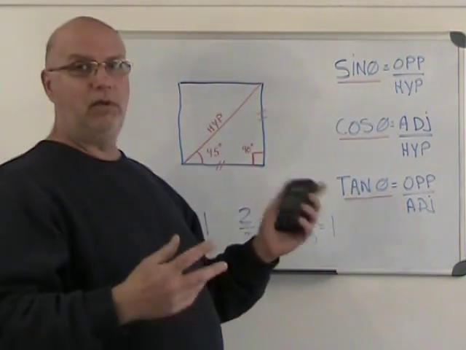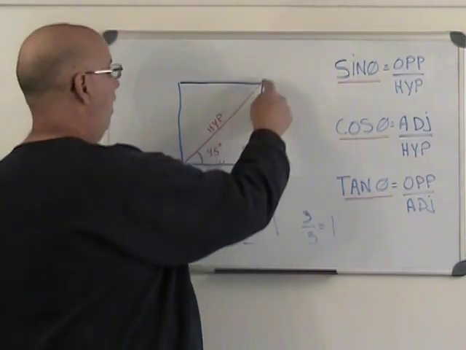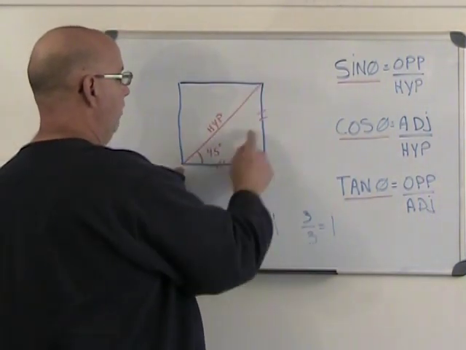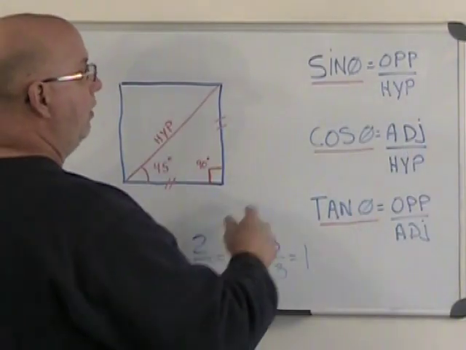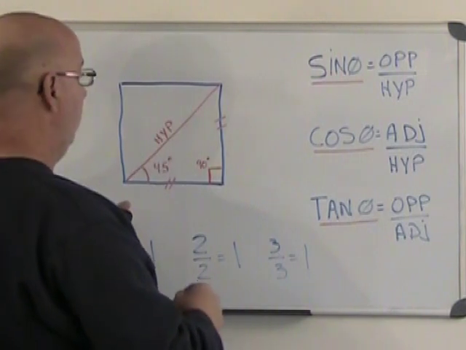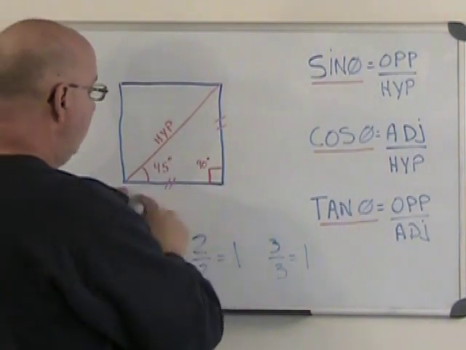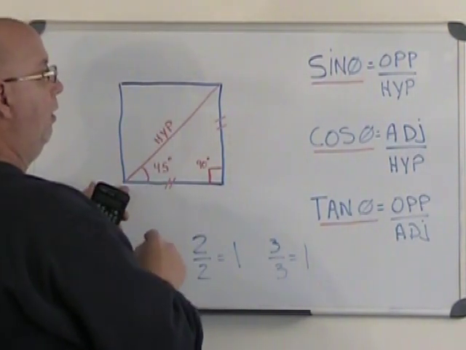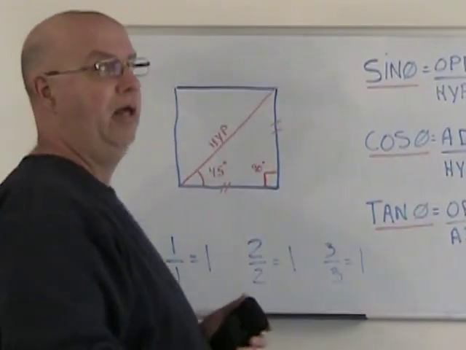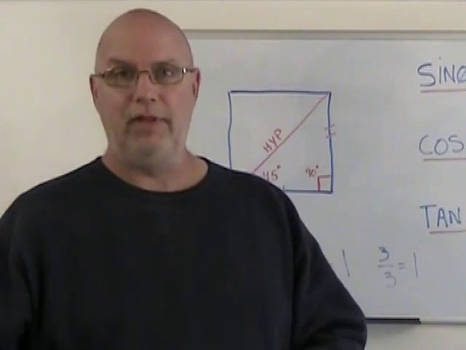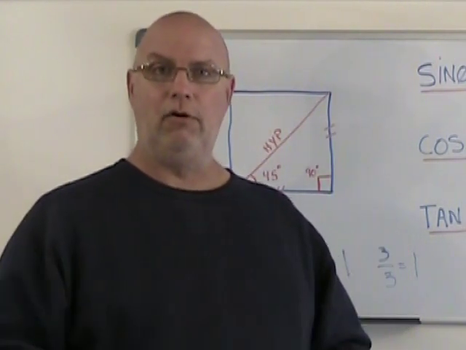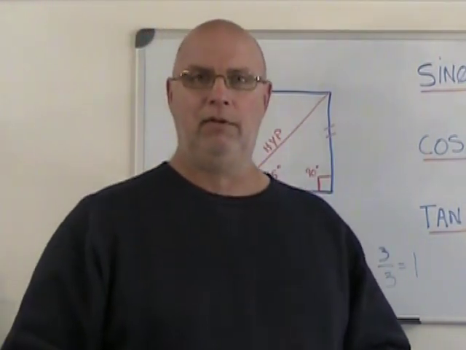Now with sine, the relationship is going to be the opposite side of the angle we're looking for divided by the hypotenuse. And with cosine, the relationship is going to be the adjacent side of that angle divided by the hypotenuse. And all we're going to get is a relationship, 1 to something else. How is it going to grow? So let's do an example.